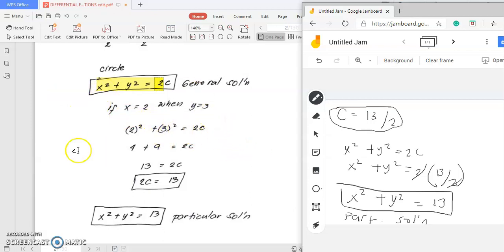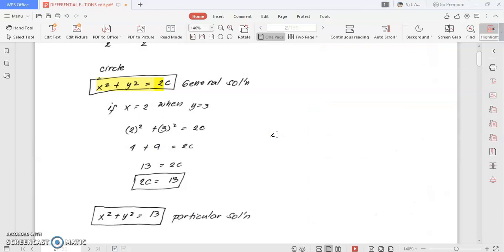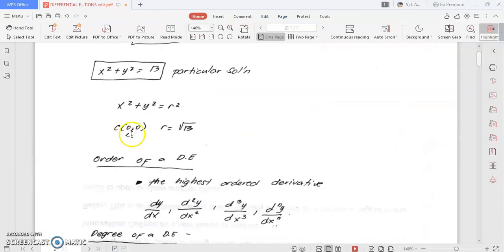So karon nag-familiarize pa ta sa mga terms ha, kay para later on di ta magna unsa man gi pangayo ni sir, mo pasabot ani nga ano man nganong ingani man siya. Okay? So as you can see, 13 is the r squared, which is the formula for the circle at center 0, 0. So, the radius is square root of 13.